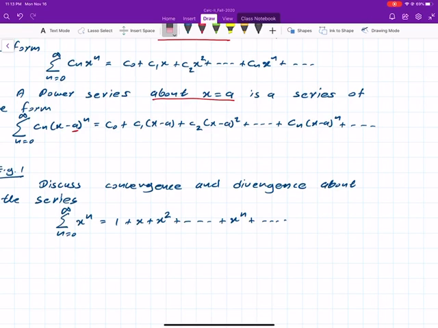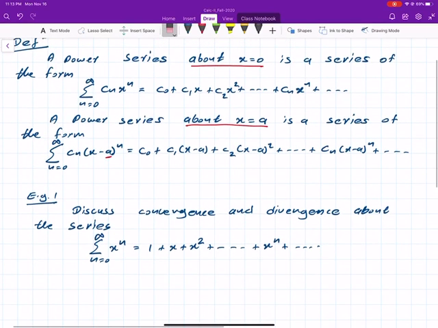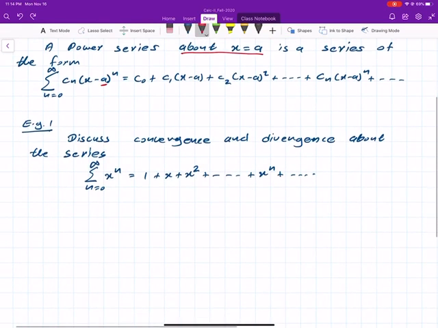So you have to compute the convergence and divergence of this series. Once you see this series, you can understand this series is more likely the general power series. The only difference is all the constants, all the c values are just 1. c0 is 1, c1 is 1, c2 is 1, cn is 1. All the c's are 1. So that's how you get this series. Now I'm going to compute convergence and divergence of this series.